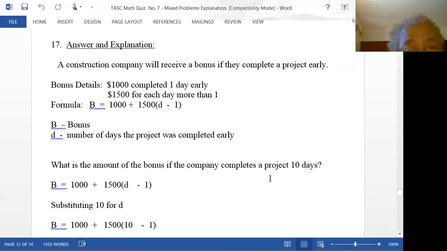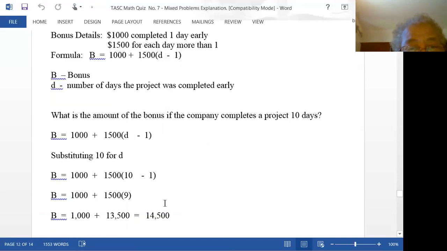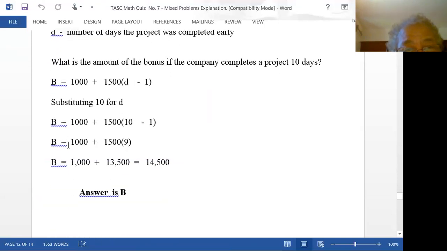Okay, so let's see what we'll substitute. Bonus is 1,000 for the first day, 1,500, and the days is 10. 10 minus 1 is 9. So we have 1,000 plus 9 times 1,500, which is 13,500. 1,000 for the 1 day, 13,500 for the additional 9 days, gives you a total of 14,500, and the answer is B.